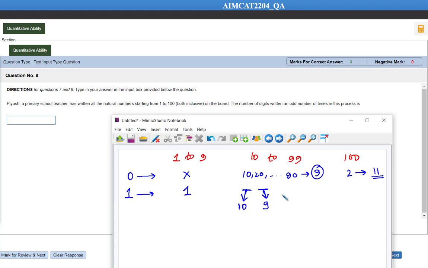Okay, so total 19 times we are going to write 1 here, and over here 1 time. So how many times are we going to write 1? 1 plus 19 plus 1, that is 21 times. Okay everyone, now what about 2? How many times are we going to write 2 here? From 1 to 9, 1 time 2.